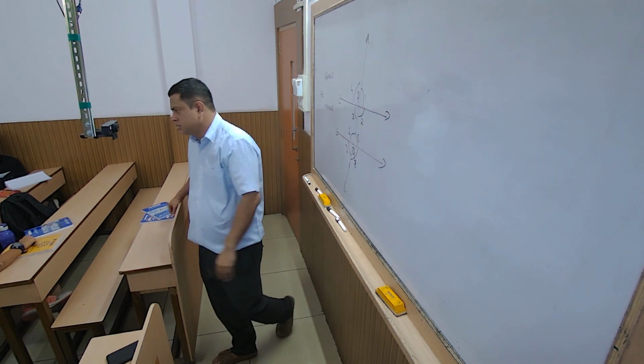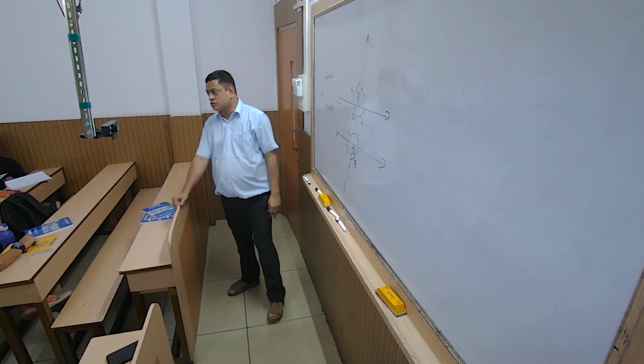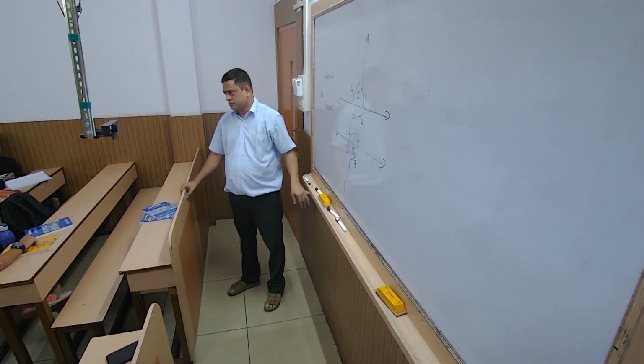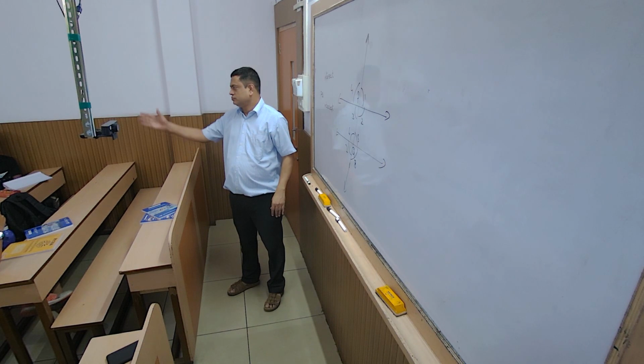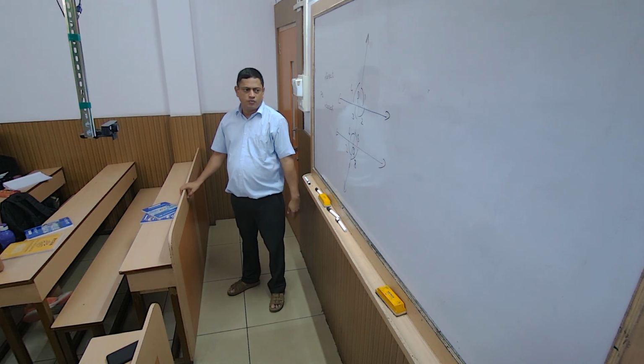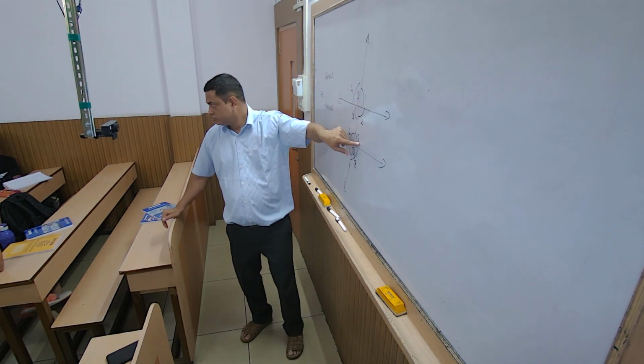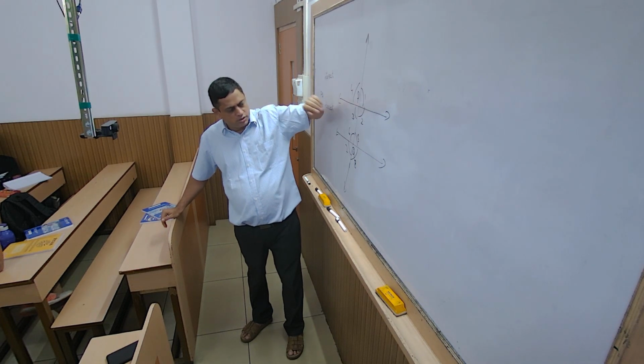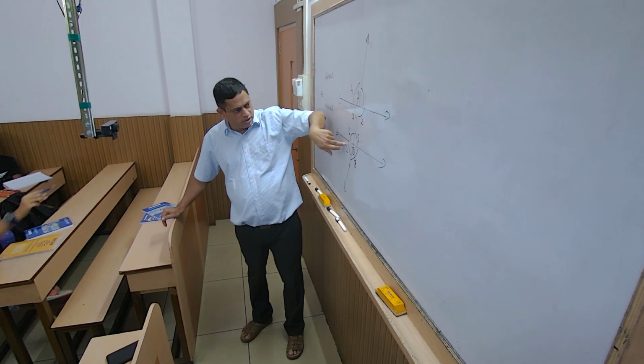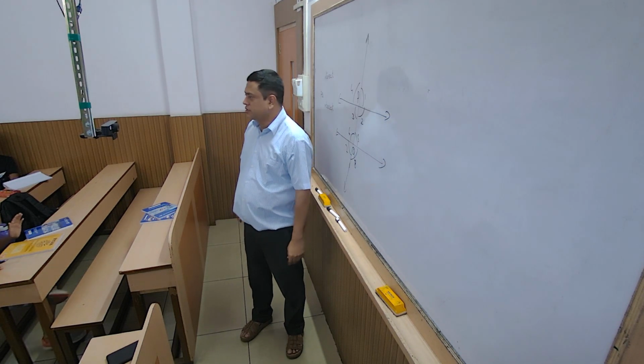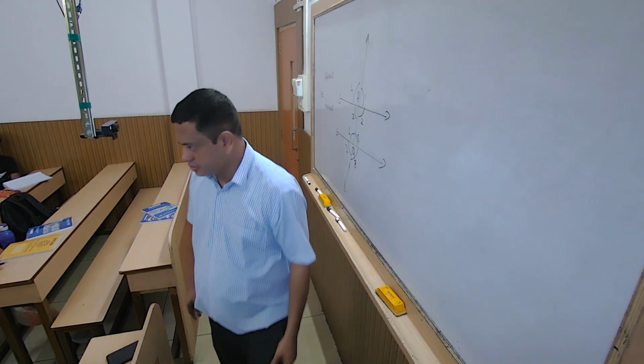Riddhi, do you know which are the pairs of corresponding angles? One and five, four and six, three and seven, two and eight. They are the pairs of corresponding angles.